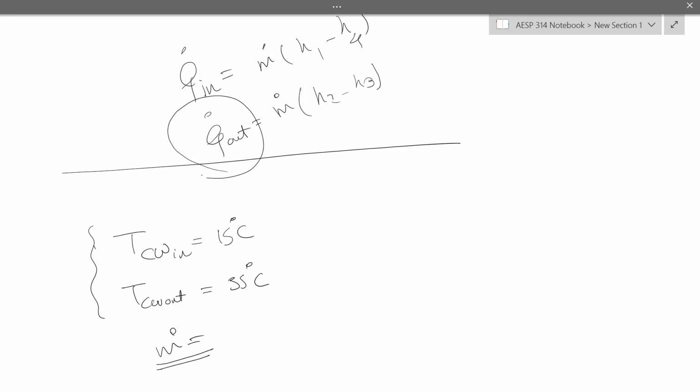So in reality, the equation is Q out is going to be equal to Q dot of the cooling water, they have to be equal because they didn't tell us about any losses in the heat exchanger, right? Do we know what a heat exchanger is?